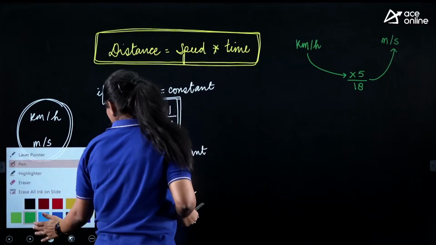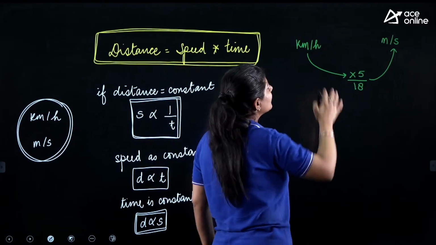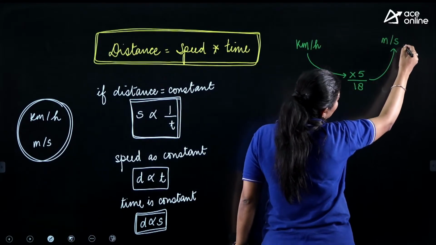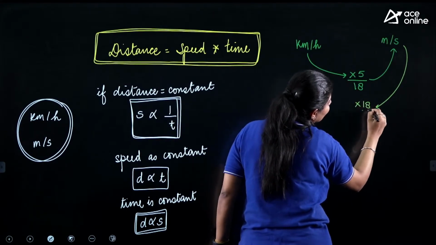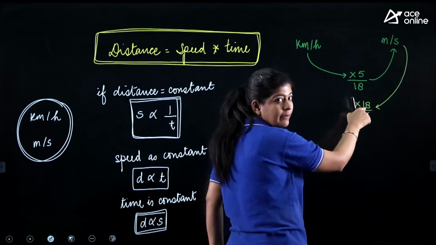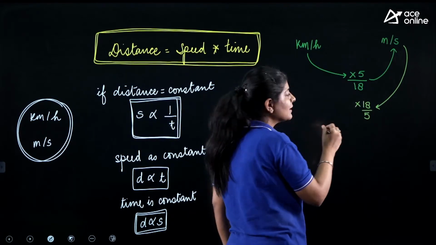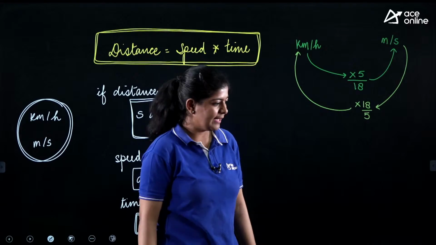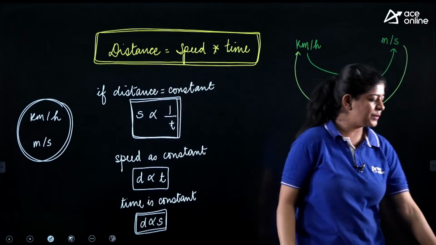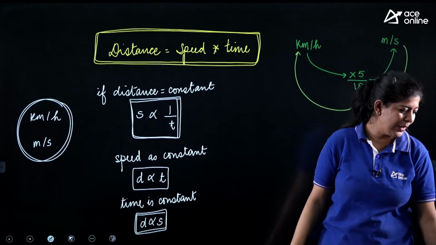And if you want to convert your meter per second into kilometer per hour, that means we are converting our smaller unit into the bigger one, so we need to multiply it by the bigger number and divide it by the smaller one, and we can easily convert it into kilometer per hour, right? So these are the few conversions that we need to keep in mind while solving the questions.